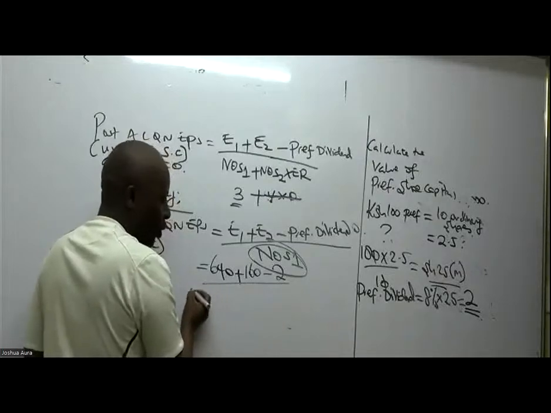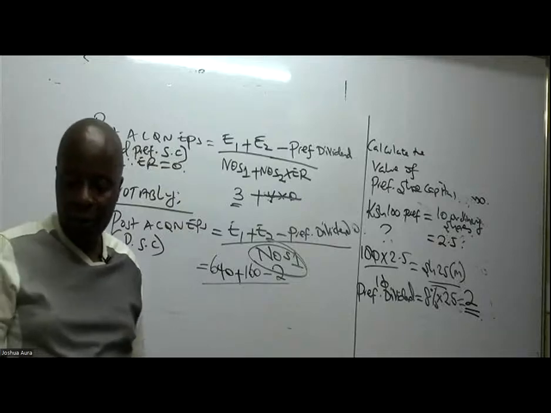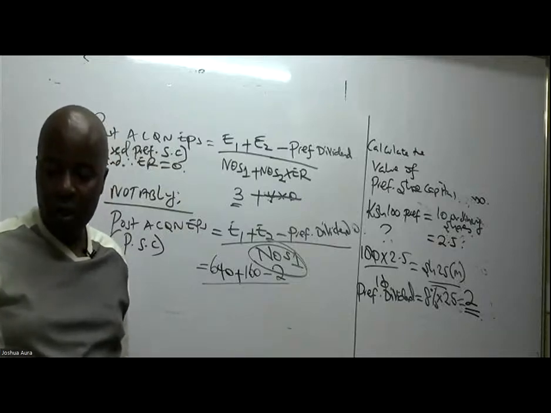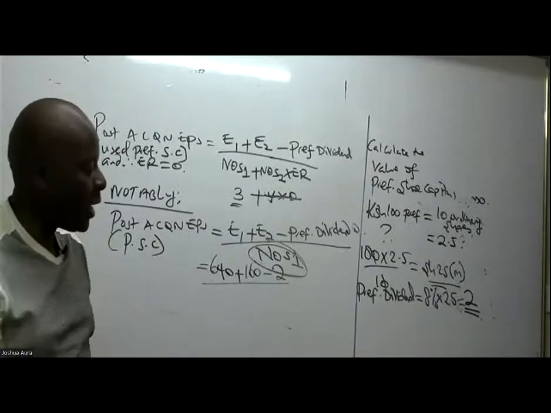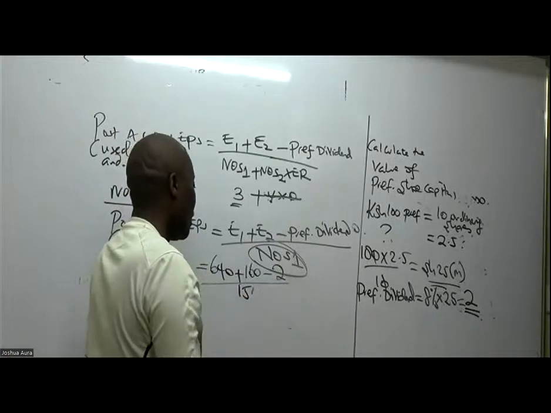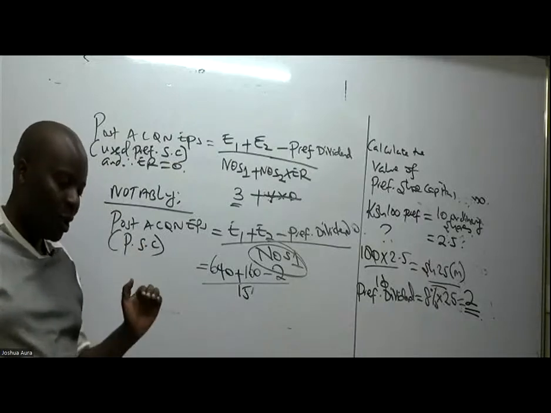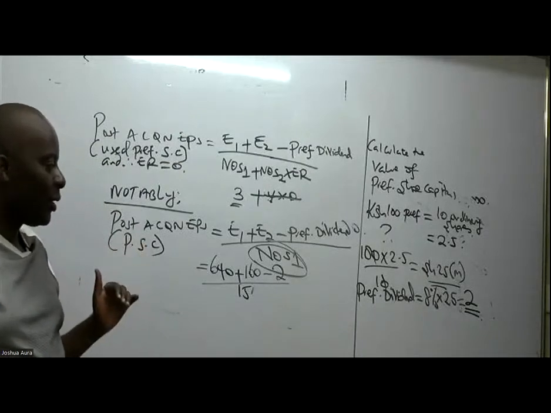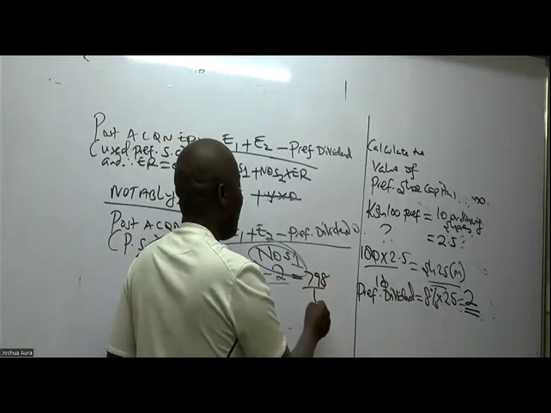How about the number of ordinary shares of the first company, which is company M? You are given me a figure of 15. So divided by 15. Here you have to go slowly. First of all, get the numerator: 640 plus 160, that is 800, minus 2, that is 798. So we have here 798 divided by 15.